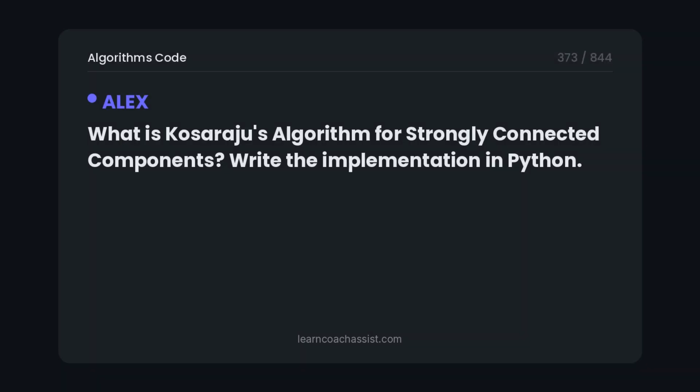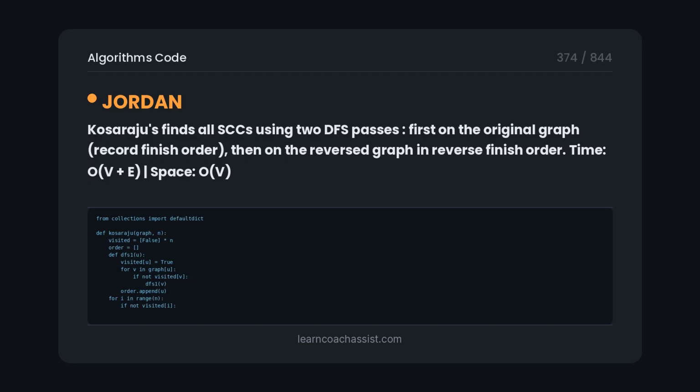What is Kosaraju's algorithm for strongly connected components? Write the implementation in Python. Kosaraju's finds all SCCs using two DFS passes, first on the original graph, recording finish order, then on the reversed graph in reverse finish order. Time O(V+E), space O(V).